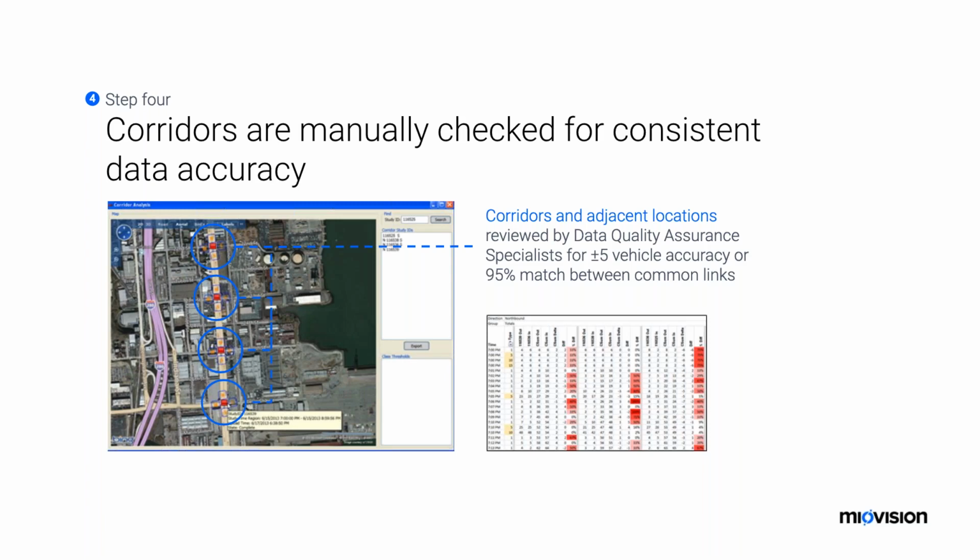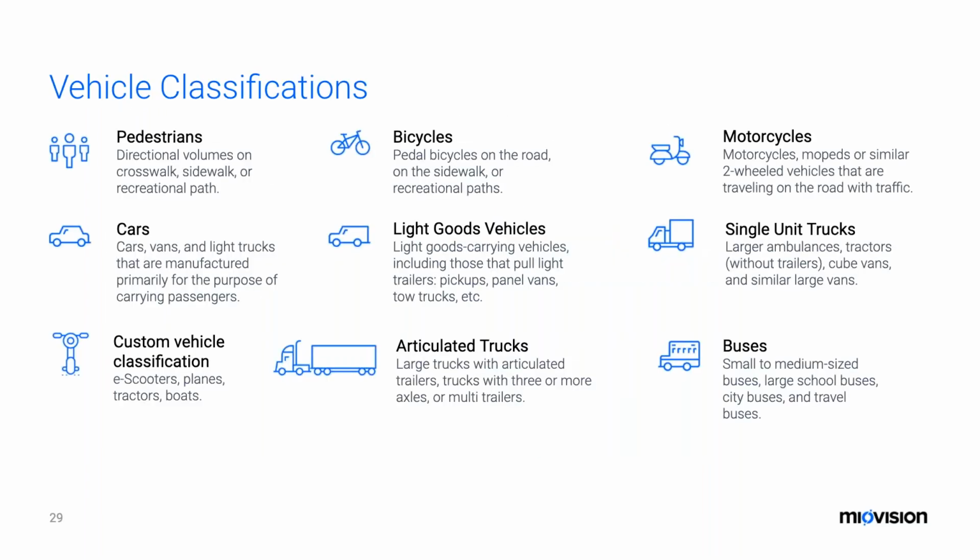And speaking of classifications, now would be a good time for me to touch on the classifications that we offer. Starting with crosswalk classifications, we have pedestrians and bicycles, and newly added scooters, e-scooters, which I think I touch on later.